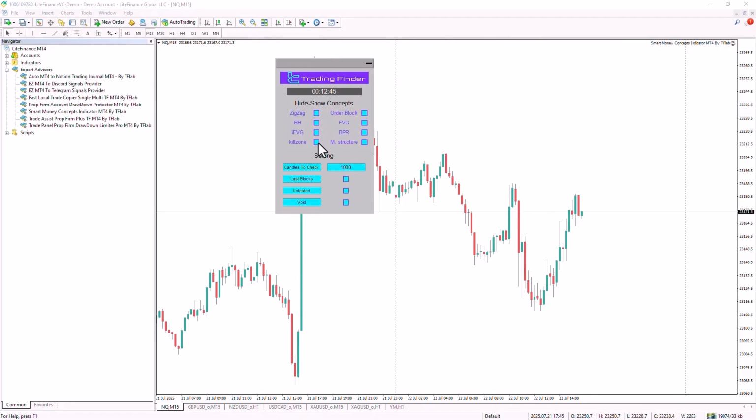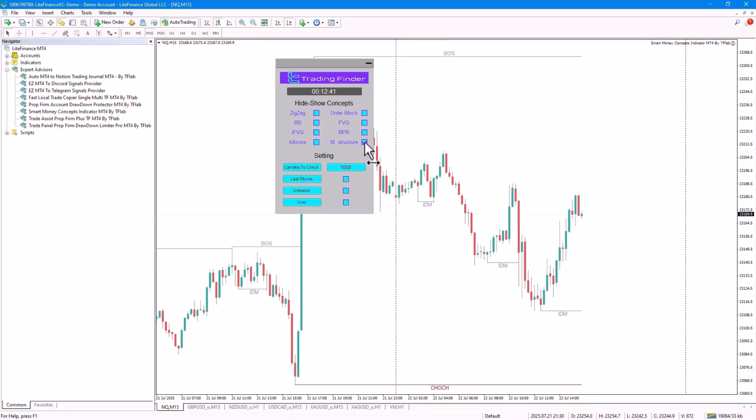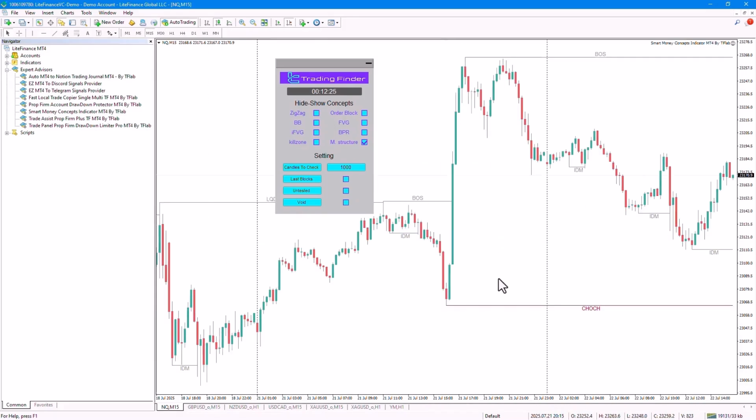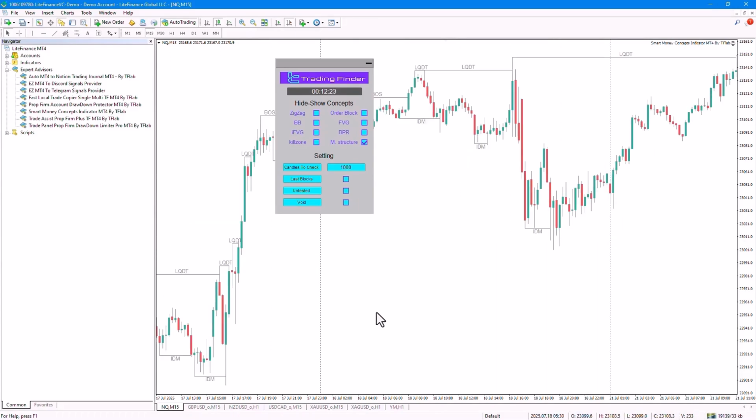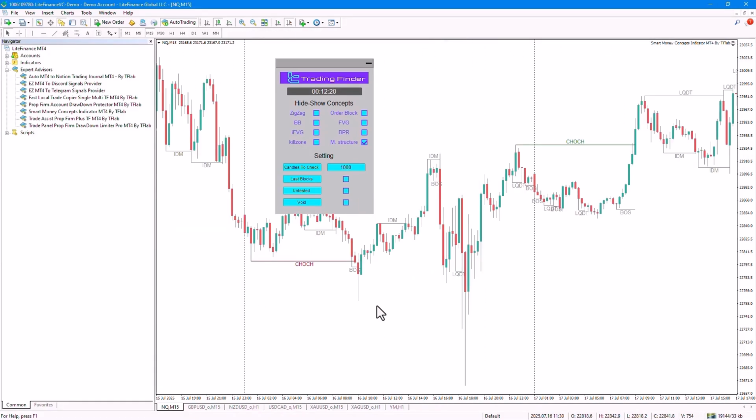The last option is related to market structure. By enabling this option, the indicator starts to identify and display the market structure. With this section, we can identify the market trend, detect break of structures, recognize inducements, and examine liquidity zones and change of character in the market.